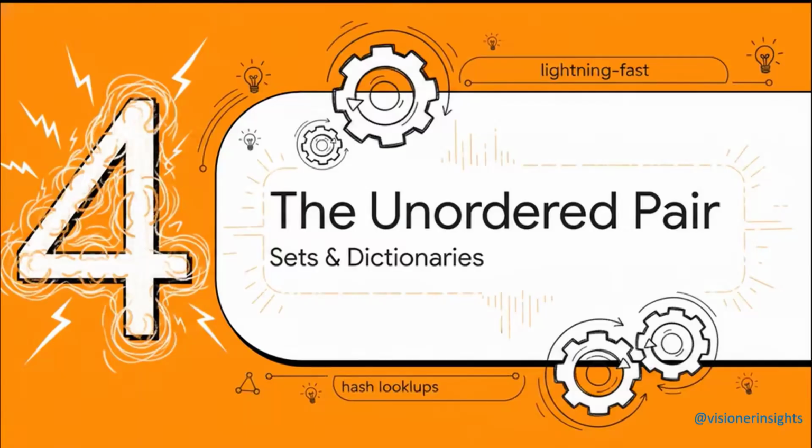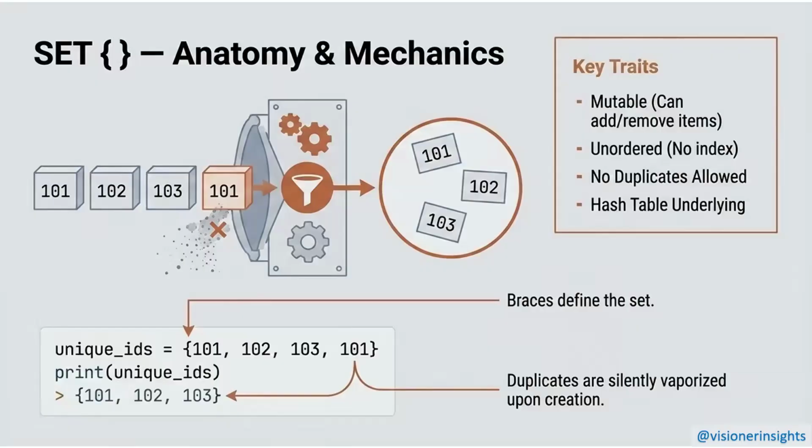With sets and dictionaries, we're trading that idea of a fixed sequence for something else entirely. Pure, unadulterated speed. They get this speed by using a secret weapon under the hood, called a hash table, which is basically a super efficient index for finding things instantly.